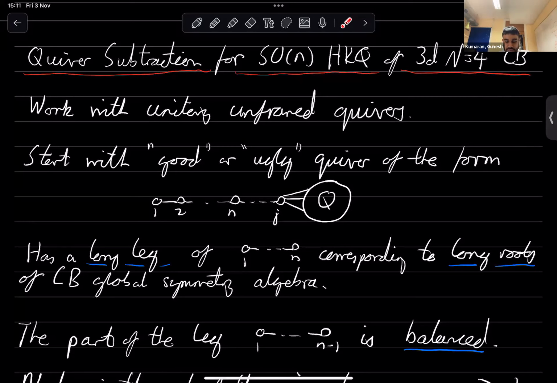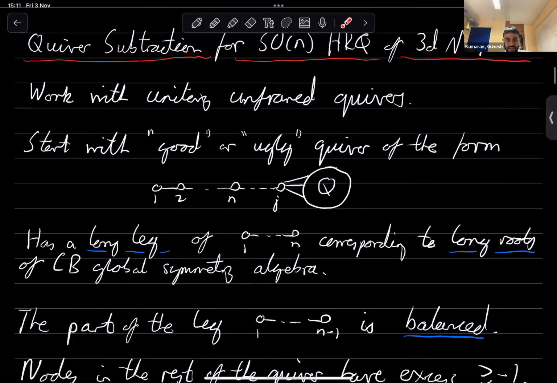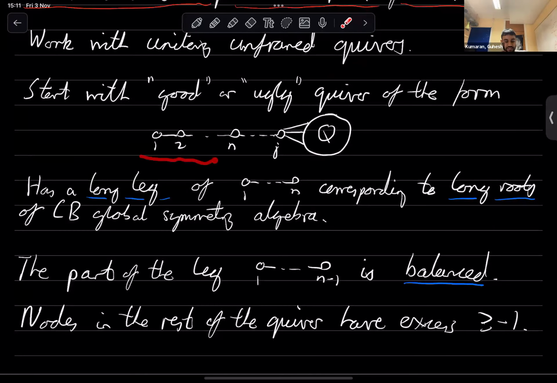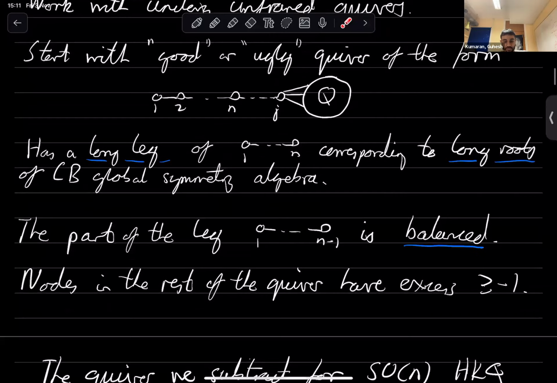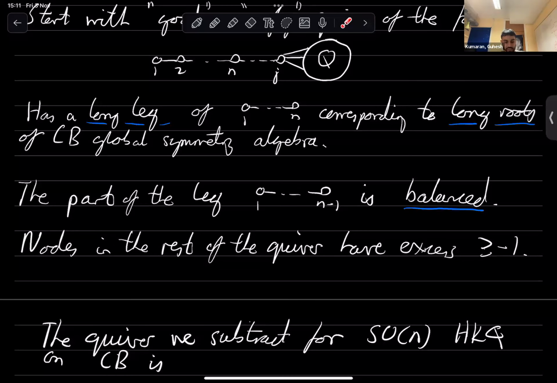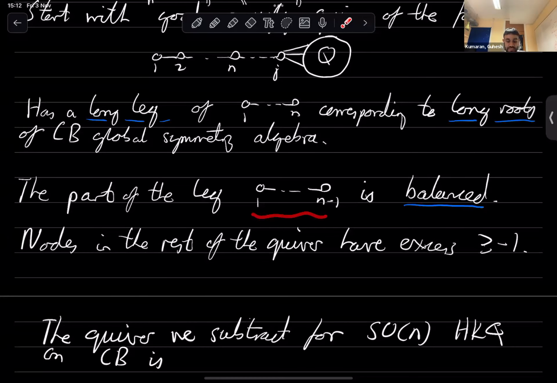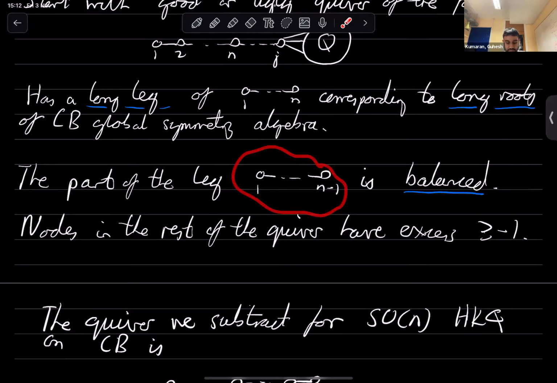We'll start with a good or ugly quiver, and it takes this form. There's this long leg of 1 to n, and then maybe some other nodes connected to the rest of the quiver Q. And there could be a junction here. That's why I call this J. Importantly, this leg of 1 to n has to correspond to long roots of the Coulomb branch global symmetry algebra. Now, just because we have a leg of 1 to n, 1 to n minus 1 is balanced, n need not be balanced. But by construction, 1 to n minus 1 is balanced. And the rest of the quiver has an excess of greater than or equal to minus 1, so that it's good or ugly. I'll say more about why this is important.